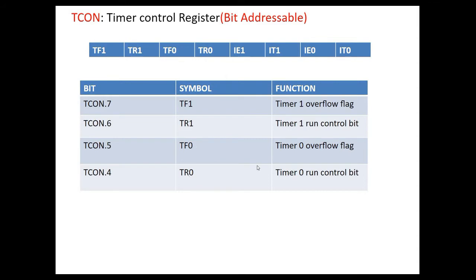So TR0 is nothing but the timer 0 run control bit. Means if we want to turn on timer 0, then we need to make this bit 1. And next, TF0 is called the timer flag. This flag will be set whenever the timer reaches its maximum value. Similarly TR1 and TF1, but these two are used for timer 1.